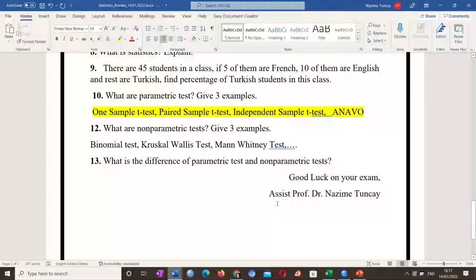Yes, what is the difference between parametric tests and non-parametric tests? Parametric tests are more reliable. Non-parametric tests are less reliable. Okay, then why do we use non-parametric tests if they are not reliable? Because we don't have many people in our sample. For example, if we have patients less than 30, it's a different case, where we cannot find any more people to include in our study.